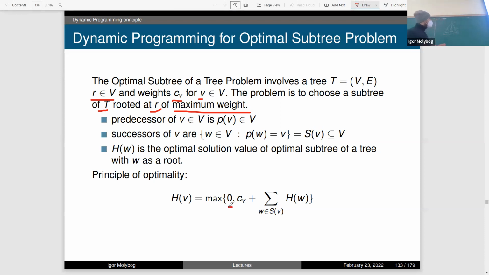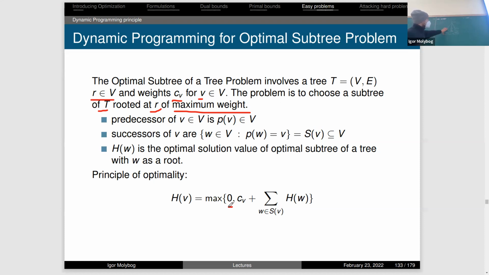Or we might decide to take W1. So we might decide to build our tree to be like this. When can we decide to take W1 into our subtree? Only in case H of W1 is in fact positive. If H of W1 is positive, then it makes sense to take this entire tree into a subtree because it would increase the total weight of the subtree that we are trying to construct. Does that make sense? Okay.